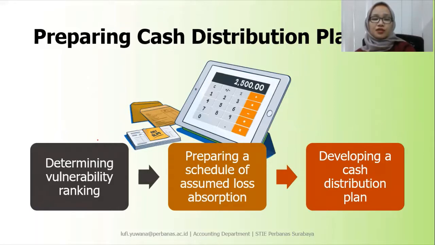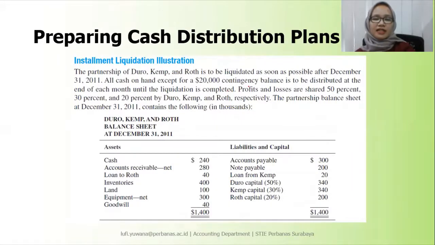We would like to use an illustration still related to the previous example, related to the Duro, Cam, and Rock liquidation of their partnership. So let us recall this illustration that we have used to discuss the process of installment liquidation and the safe payment schedule. We want to make sure that this information will be used in the later illustrations too.